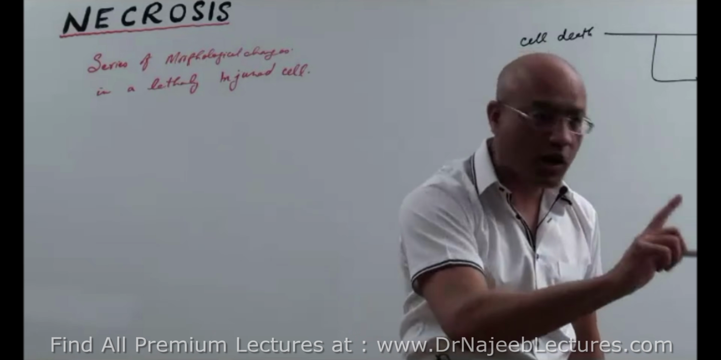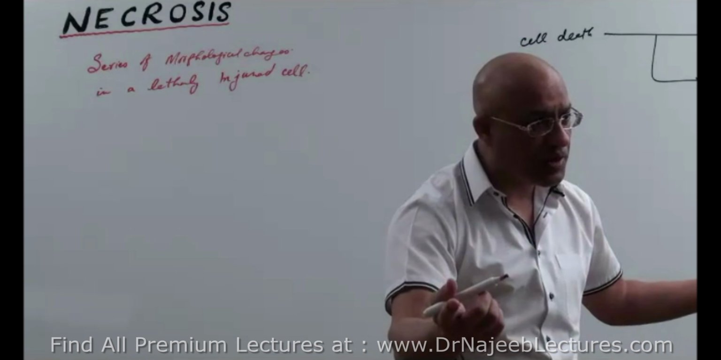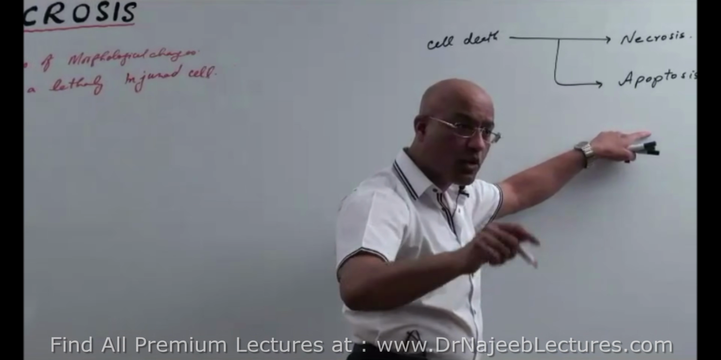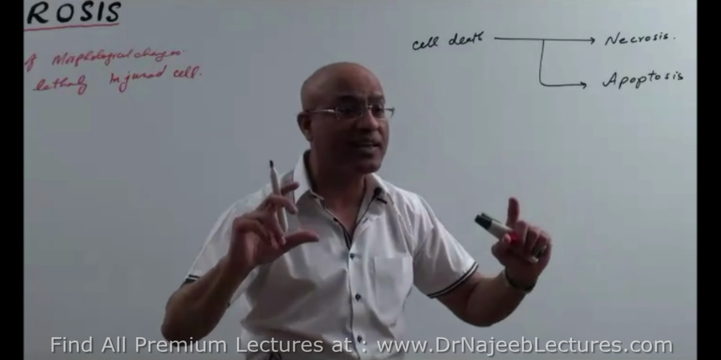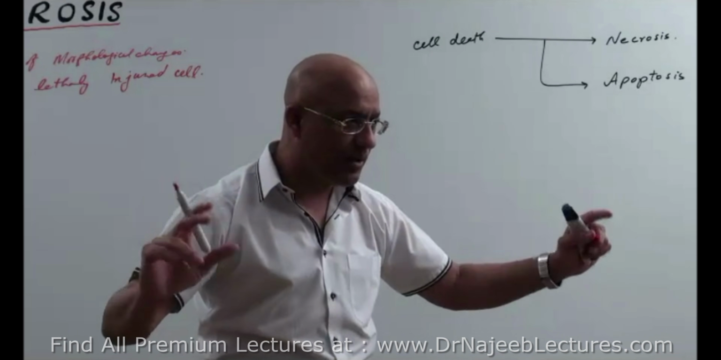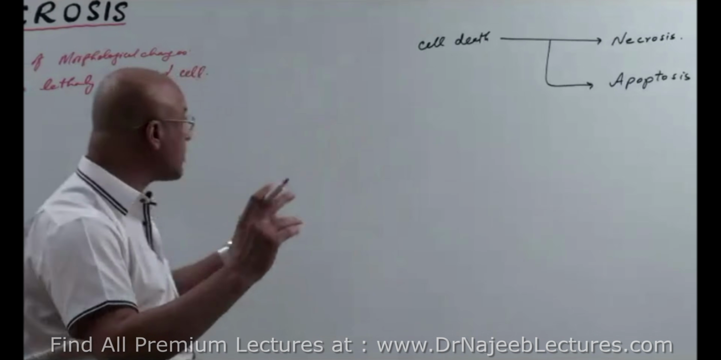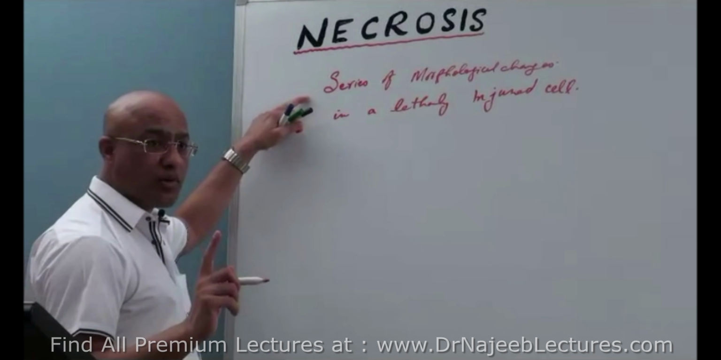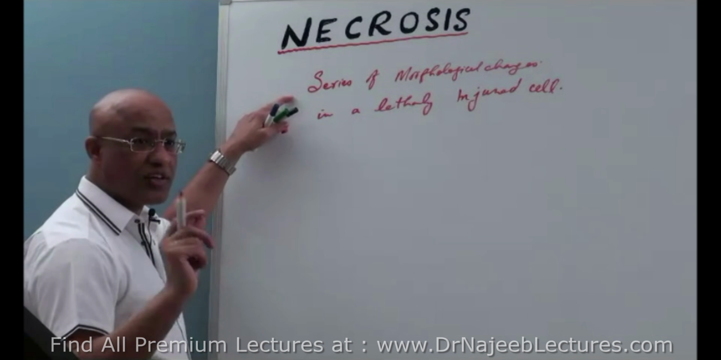Just cell injury is not necrosis. Cell injury may be reversible or irreversible. Cell injury may lead to necrosis or may lead to apoptosis. So necrosis is a series of changes occurring in the cytoplasm, nucleus and other organelles when a cell is irreversibly injured. So the whole lecture about the concept of necrosis should be that when we are studying necrosis, we have to talk about what changes occur in the cell which has been injured.